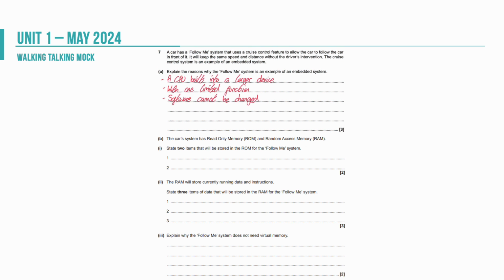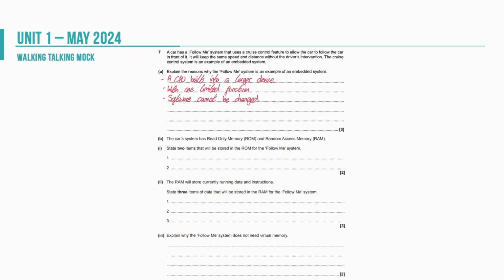It's an embedded system because it's a CPU built within a larger device. It's got one or very limited functions, and the software can't be changed or can't be changed easily. Those are always going to be your 3 points for an embedded system: CPU in a larger device, limited functionality, and the software can't be changed.